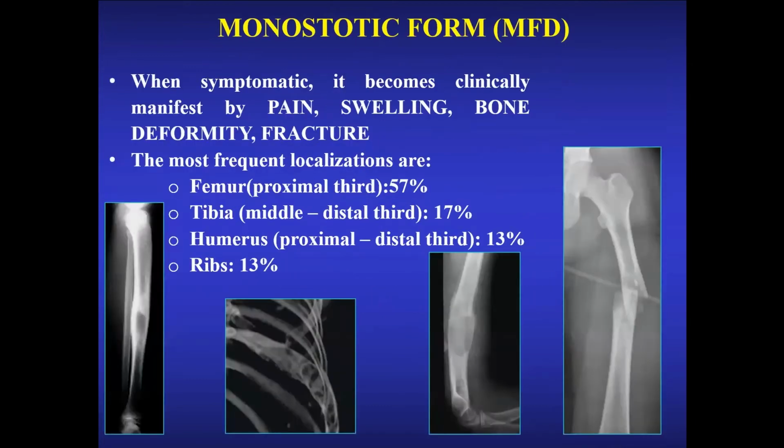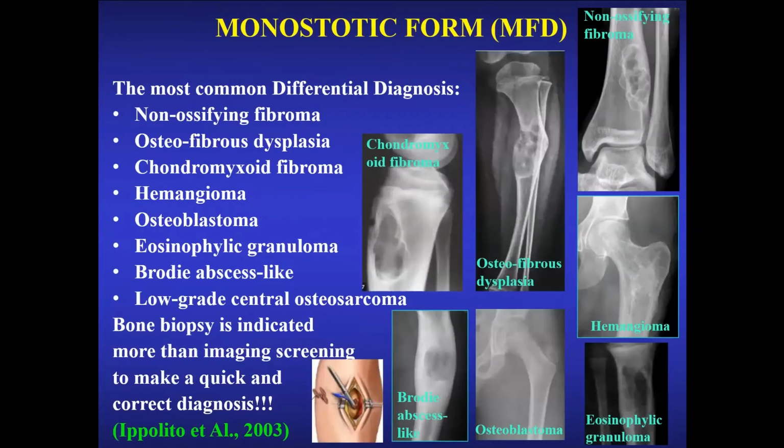When symptomatic, it becomes clinically manifest by pain, swelling, bone deformity, and fracture. The most frequent localizations are femur, tibia, humerus, and ribs. And here you can see the list of the most common differential diagnoses of monostotic forms. We believe that bone biopsy is indicated in these cases more than imaging screening to make a quick and correct diagnosis.